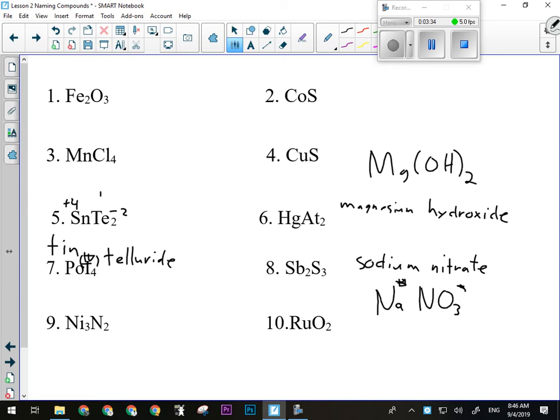Why did this one get brackets and a 2? Because there's 2 of those. Magnesium's a 2 plus, hydroxide is a 1 minus. So when I drop and swap, the 1 came here, the 2 went over here, and I have to put brackets around it to indicate it applies to both the O and the H. Ringing a bell from yesterday.